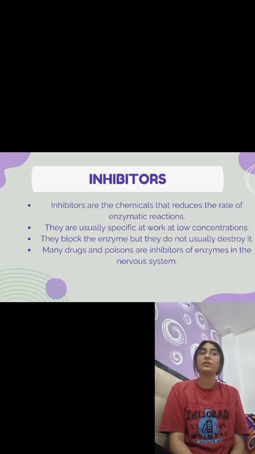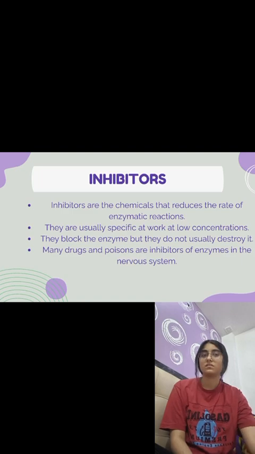Inhibitors are chemicals that reduce the rate of enzymatic reactions. They are usually specific and work at low concentrations. They block the enzyme but do not usually destroy it. Many drugs and poisons are inhibitors of enzymes in the nervous system.